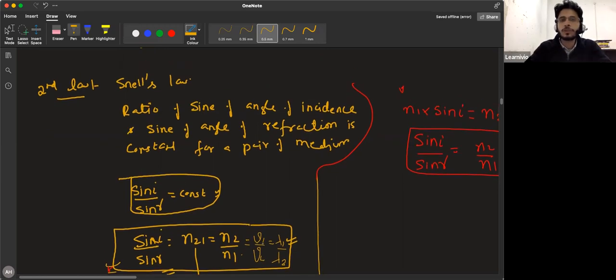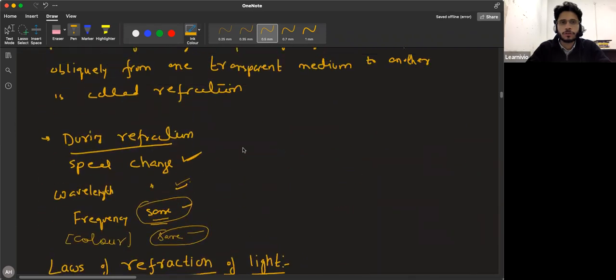Is it clear up to this Snell's law, everyone? Yes, sir. Just note it down.